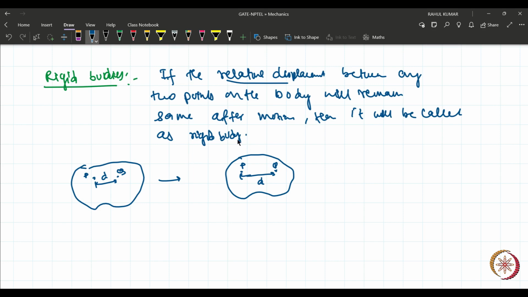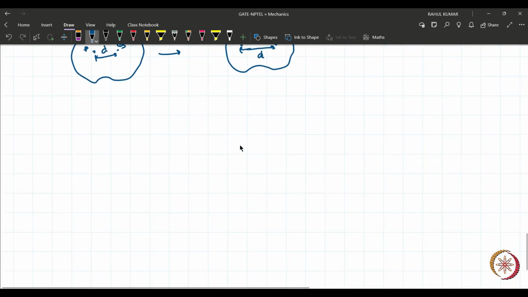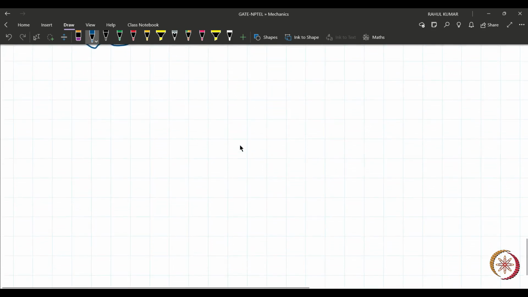In general, there is no such example of a rigid body. In engineering mechanics, definitely there will be some deformation, but that deformation is very small, so there will be no problem in considering a rigid body. In the whole of engineering mechanics, we only talk about rigid bodies. Now, next we move to external and internal forces.